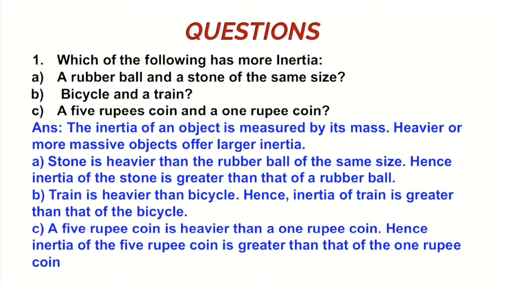Solution. Just now, we saw that the greater the mass, the larger the inertia. In the case of A, the stone is heavier than the rubber ball, so the stone has larger inertia. In B, the train is heavier than the bicycle, so the train has more inertia. And in C, a 5 rupee coin is heavier than the 1 rupee coin, so the 5 rupee coin has more inertia.